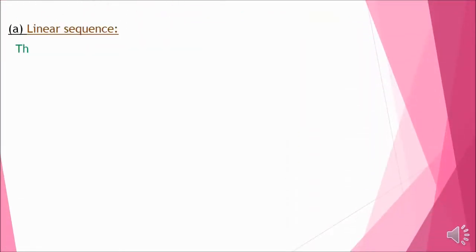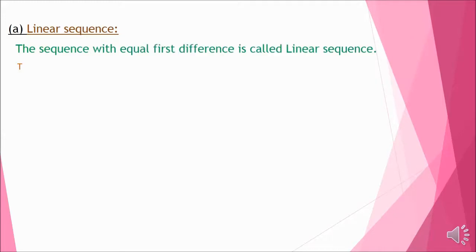A linear sequence. A linear sequence has equal first differences. The sequence with equal first difference is called a linear sequence. The general term for the linear sequence is given by Tn equal to an plus b. You have to remember this part. The general term of the linear sequence is always an plus b.